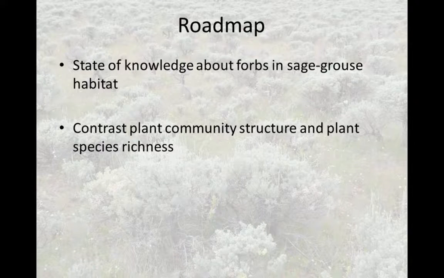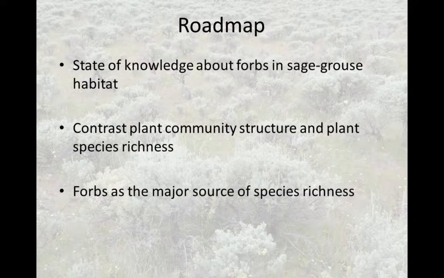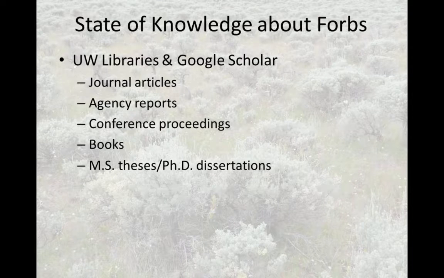In our sampling of sagebrush across the range, this came out of the literature review in terms of why we don't know more. I want to talk about that in terms of contrasting the elements of these plant communities that provide the major structure for the plant communities and the elements that provide species richness, and then finally focusing particularly on forbs as a key component of species richness.